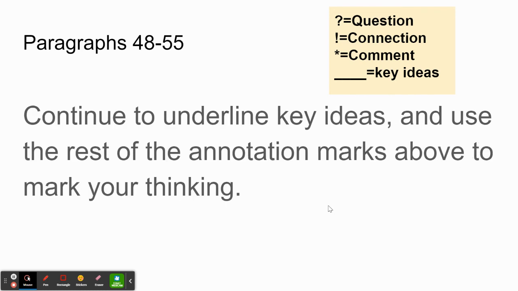Paragraphs 48 through 55. So that is until the end. Continue to underline key ideas and use these annotation marks in this yellow box. You need to be annotating with these marks throughout the whole story.